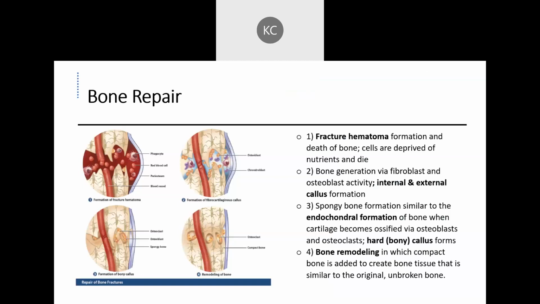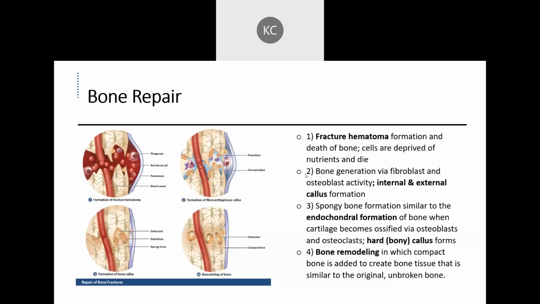So this allows blood cells to come to the area. It allows immune cells, so white blood cells, to come to the area and begin degrading and potentially getting rid of any foreign pathogens that may have entered during the break. And then we'll also see that it begins to get rid of some of that now dead bone, the dead bone cells that are being deprived of nutrients as a result of the fracture. All right, so that's this first stage that you see here in the upper left corner.